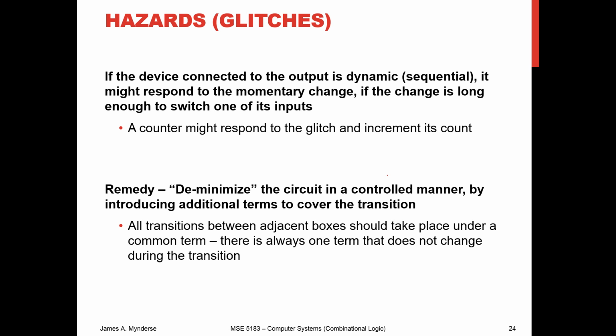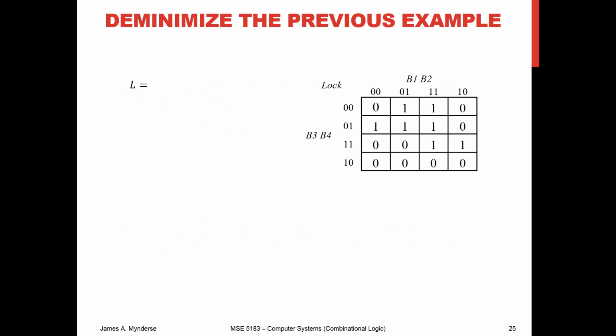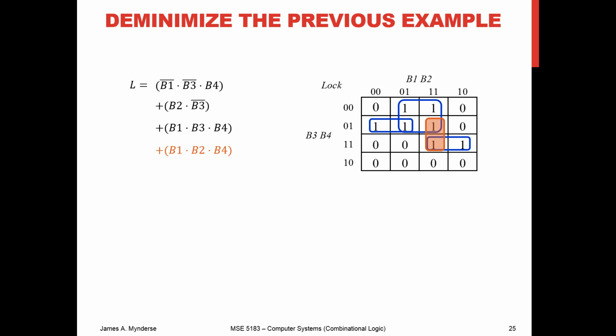Well, one thing to do is we de-minimize the circuit. We say, okay, I've minimized the circuit, but maybe I went too far, so let's back it up a little bit. Instead of doing all of the adjacent things, let's go back and do some of the adjacent things. There's some term that doesn't change, so that when B3 changes, there's one term in there that holds the line and keeps it constant. So let's go back to our original case. We've got these adjacent values, which gives us this, but there's also this red one. And this red one is not going to depend on B3. So if B3 changes, the red one continues to maintain the output.